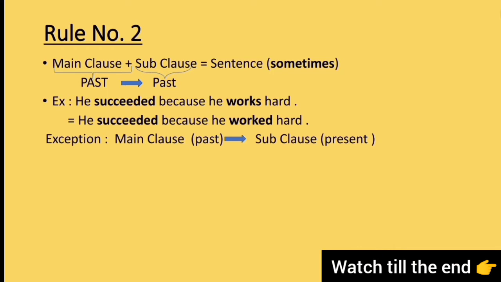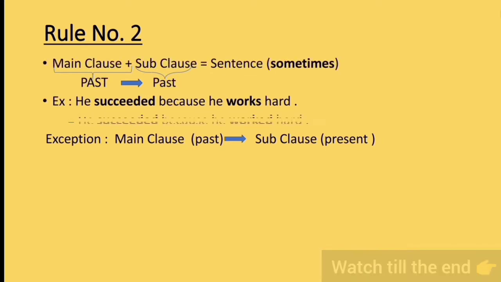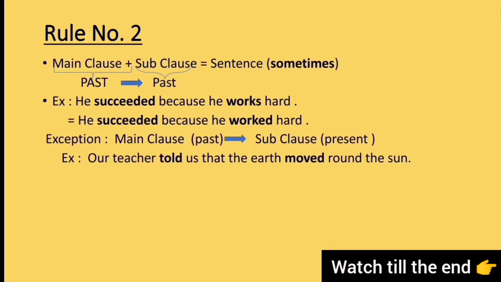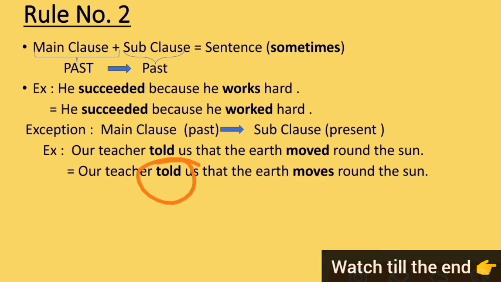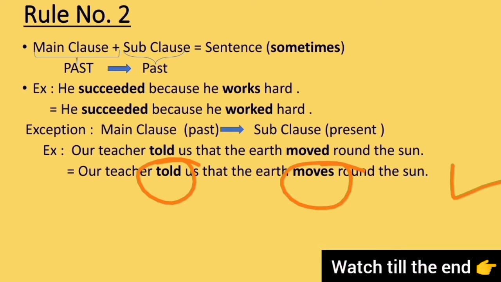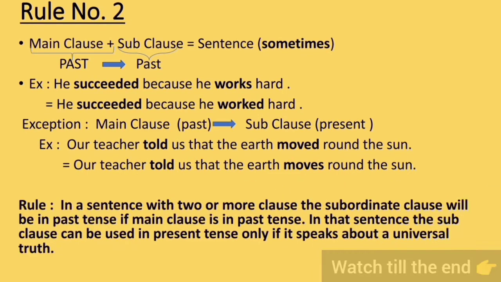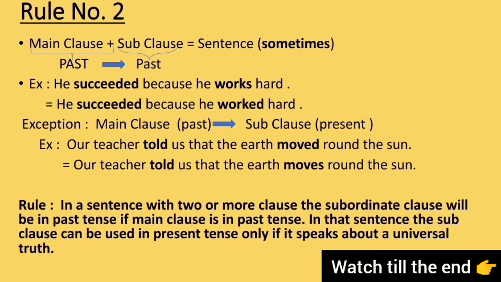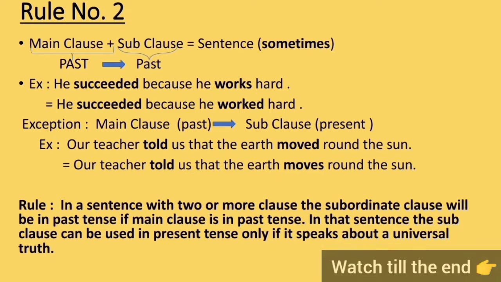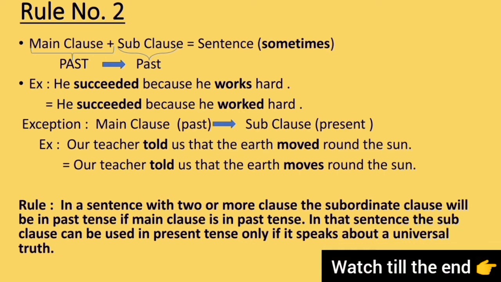But here is some exception. If main clause is in past tense, then sub clause can be in present tense. Why? Look at the example. Told is in past tense, but moves is in present tense. What is the rule then? Here is the rule. If in a sentence two or more clauses are present, something is missing here.